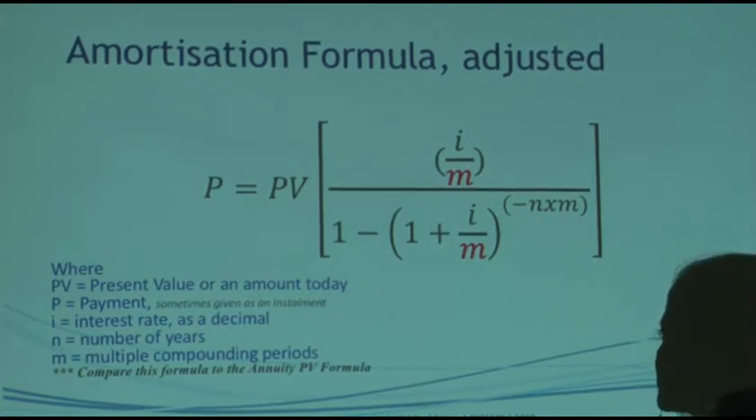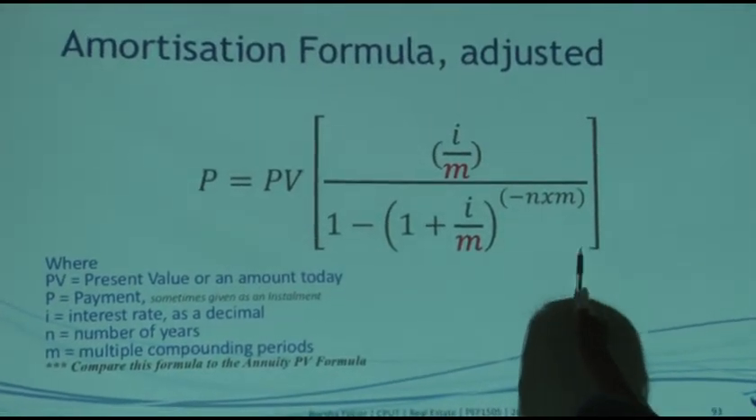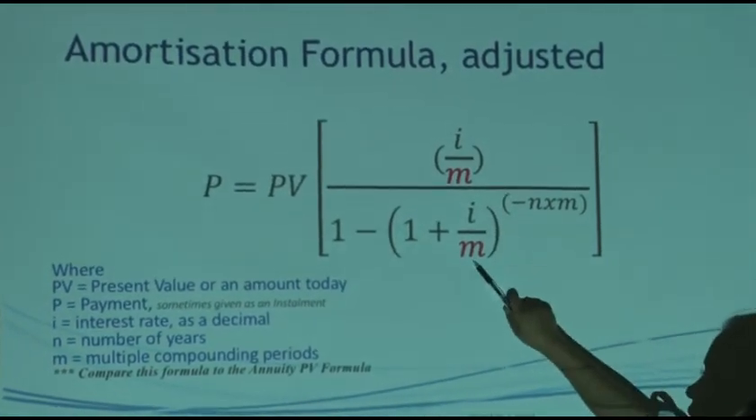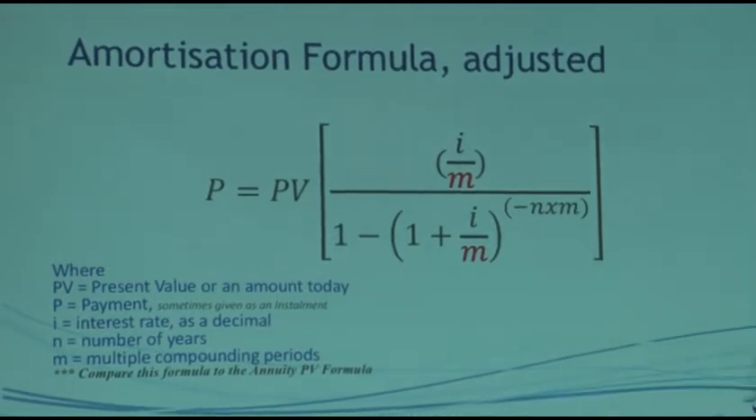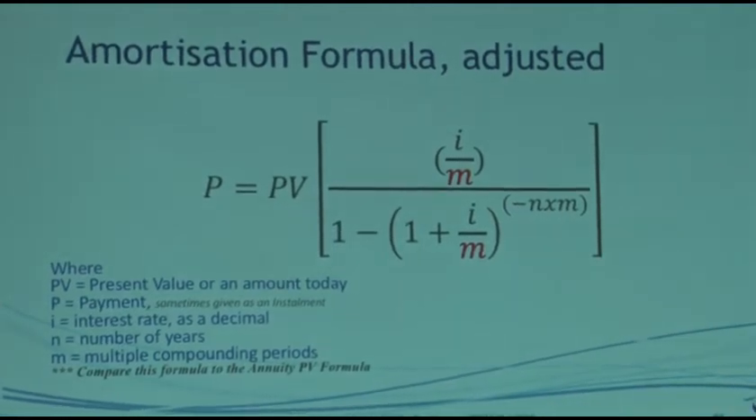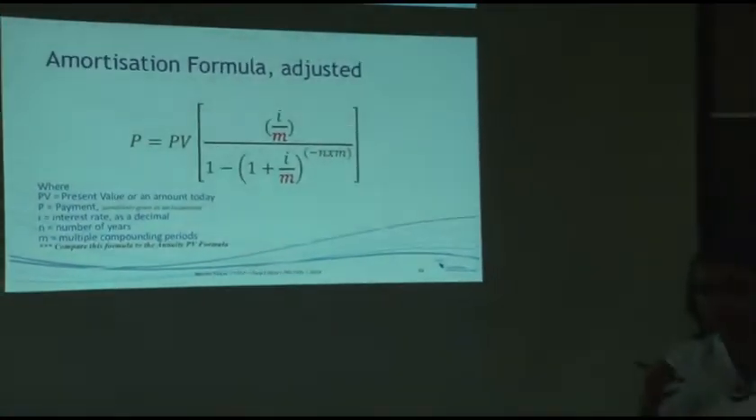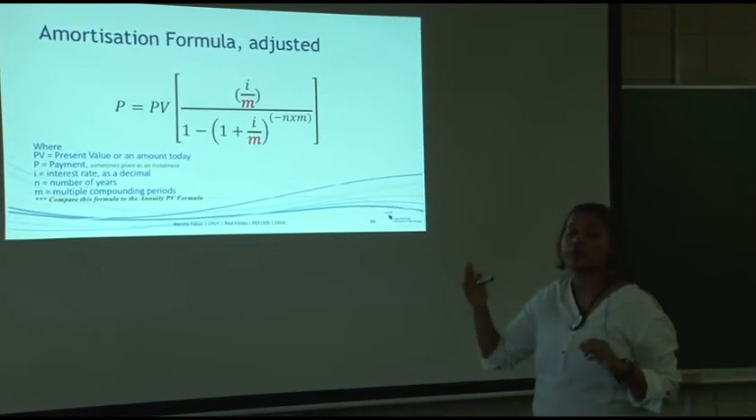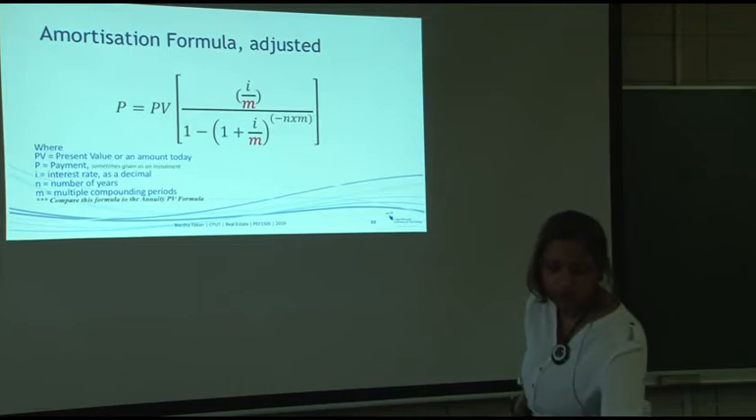Also, if you have an older calculator, you might want to put a bracket here and a bracket here, right? If you've got the older version of a calculator. And then again here, we adjusted the I by the M, and negative N times M, all in brackets. With amortization, we won't do beginning of the periods, right? We're not doing annuity due, where we had the 1 plus I. Here, we are only working with the end of the period, which makes things a bit easier.